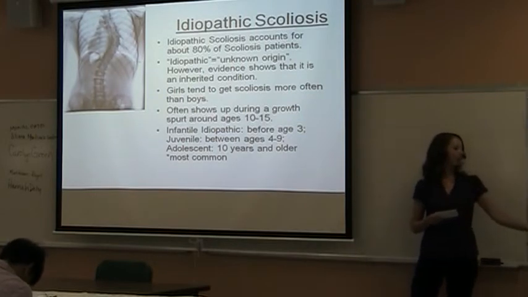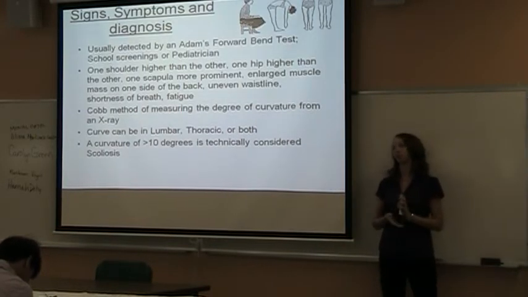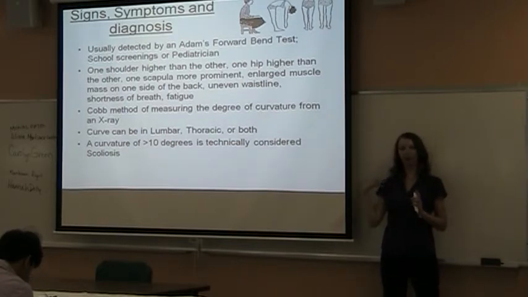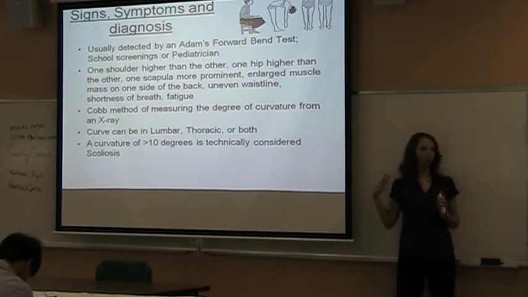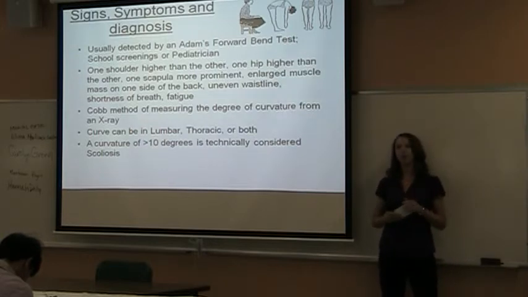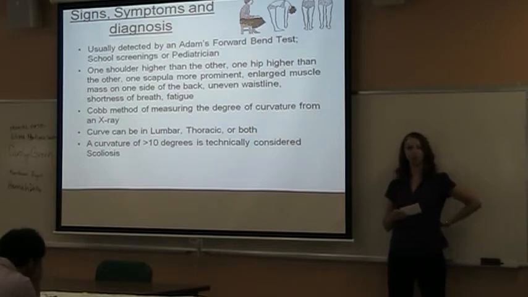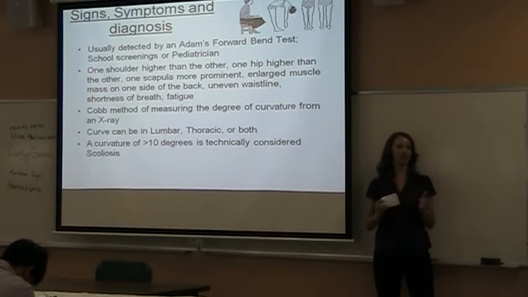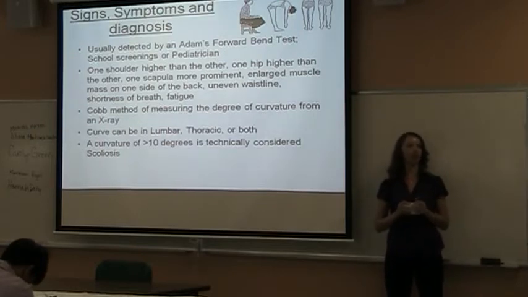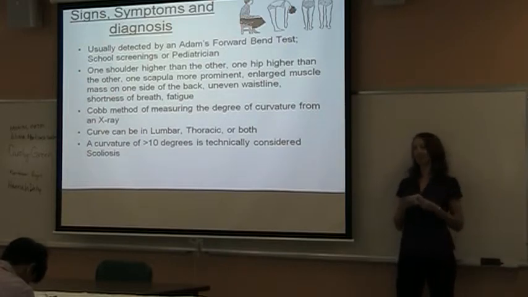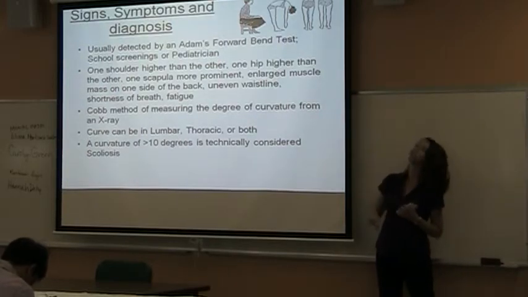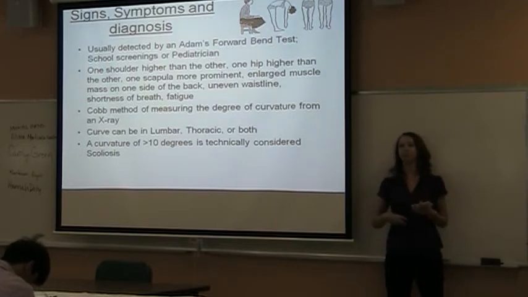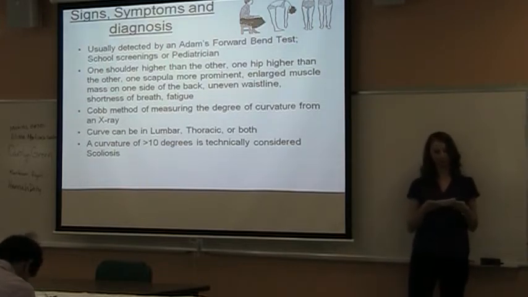Some of the signs and symptoms of scoliosis, the visual signs, are one shoulder higher than the other, one scapula more prominent than the other, an uneven waistline, and also enlarged muscle mass on one side of the back. Usually to screen for scoliosis in a pediatrician visit or at school screenings, a physician would have the child perform an Adams forward bend test, and that's where they would be able to see some of these symptoms. Also another symptom is shortness of breath if it's very severe.